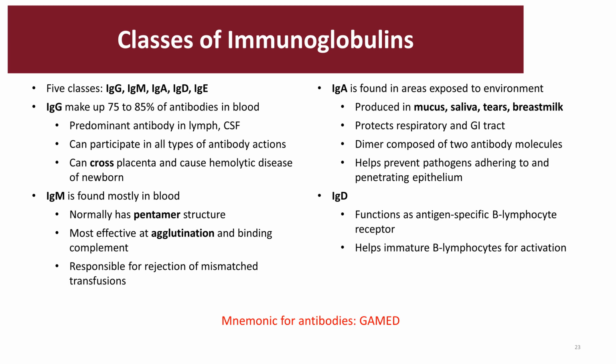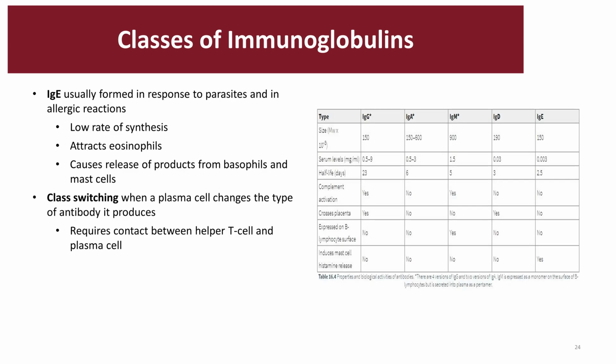IgDs function specifically as antigen-specific B-lymphocyte receptors, and these are expressed as monomers, and they have a role to help immature B cells to activate. IgEs are usually formed in response to parasitic infections as well as allergic responses. They will attract eosinophils, and they're generally really low in synthesis in the blood. So if you have an abnormally high amount of IgEs, that could be indicative of a basophil activity, an allergic response, or anaphylactic shock situation.